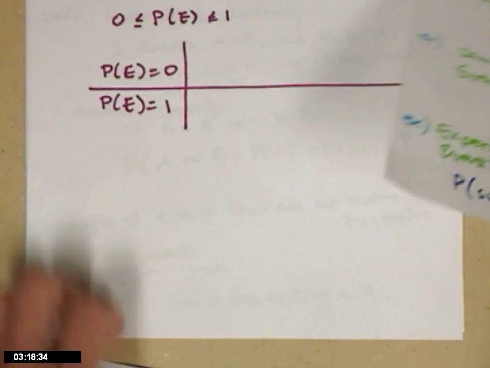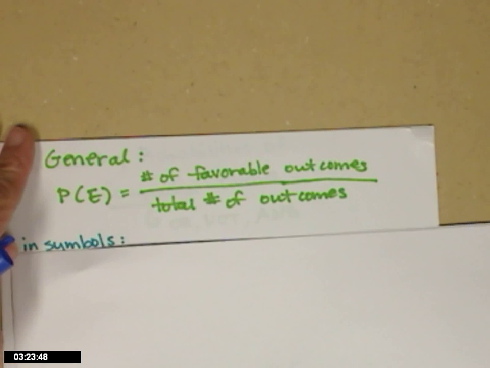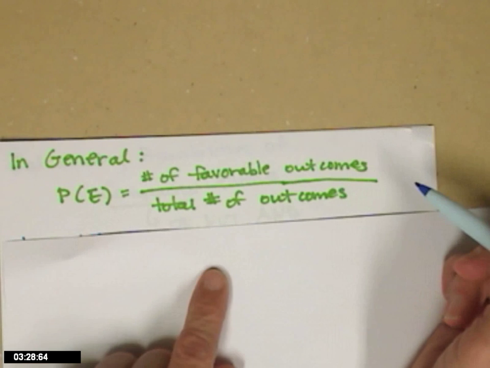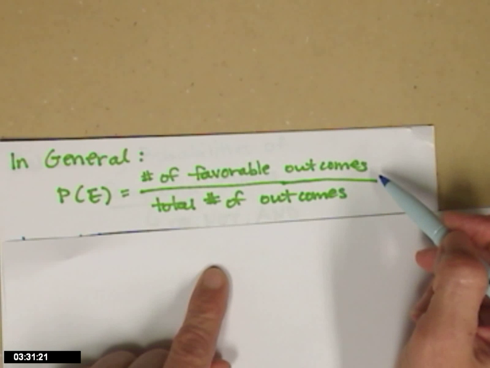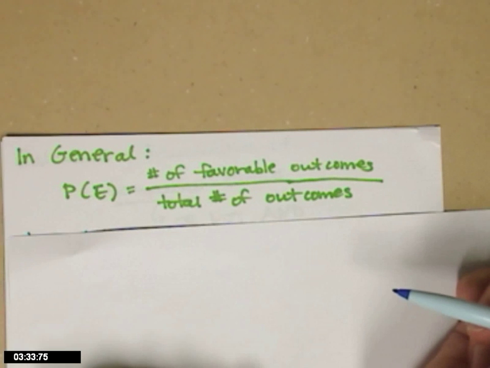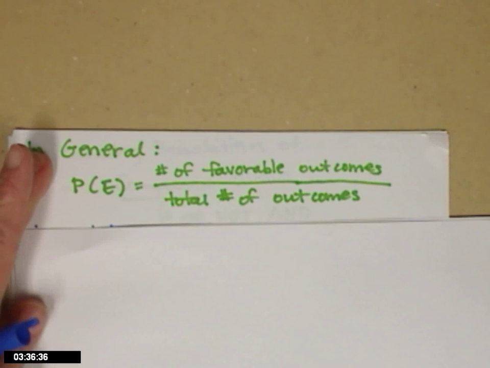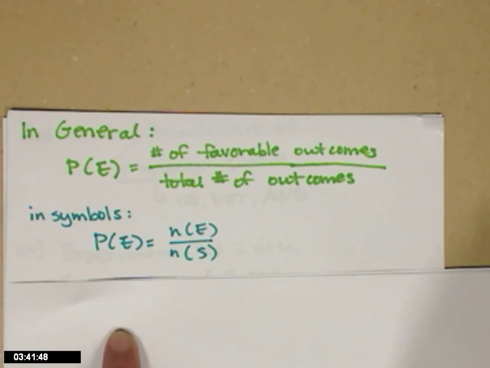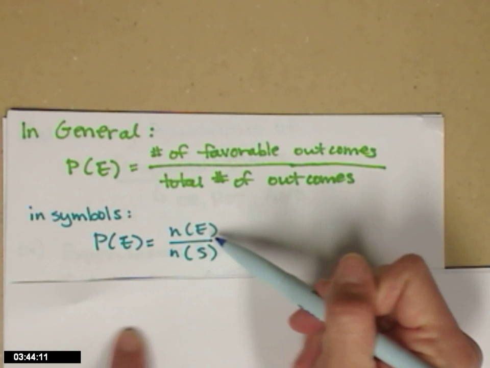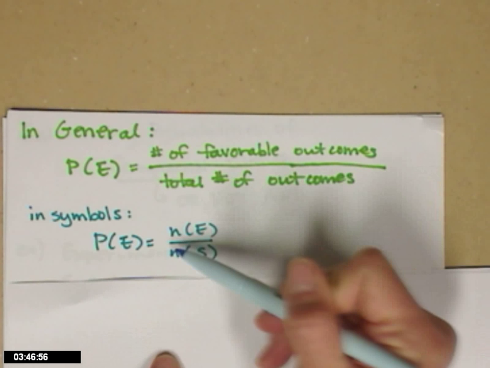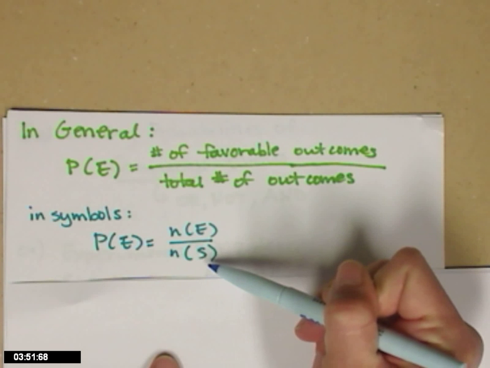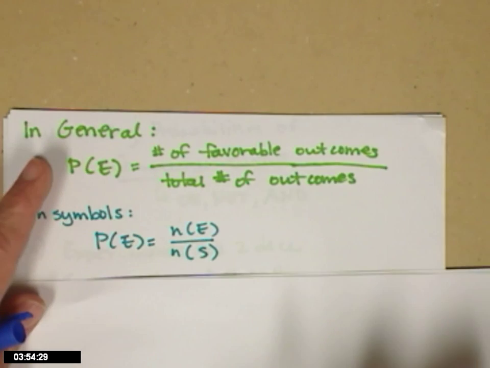So let's generalize here. The probability of the event occurring, the way we can find that is the number of favorable outcomes over the total number of outcomes. And symbolically, what's that going to look like? The probability of E equals the number of E, the number of favorable outcomes, remember N stands for number, divided by the number in the sample space. S is standing for the sample space.